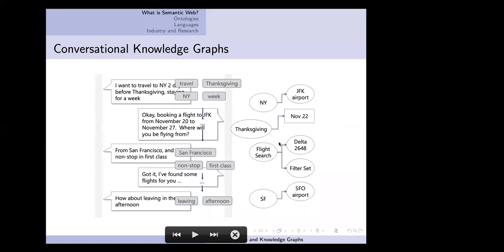Right, so if we have a look at such an example use case, what could we do? Let's say you're trying to work on a conversational knowledge graph.